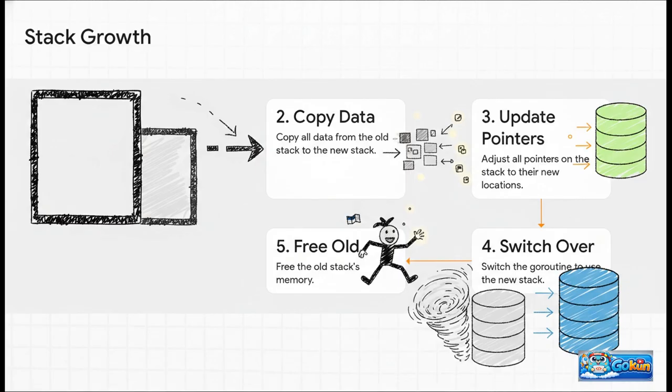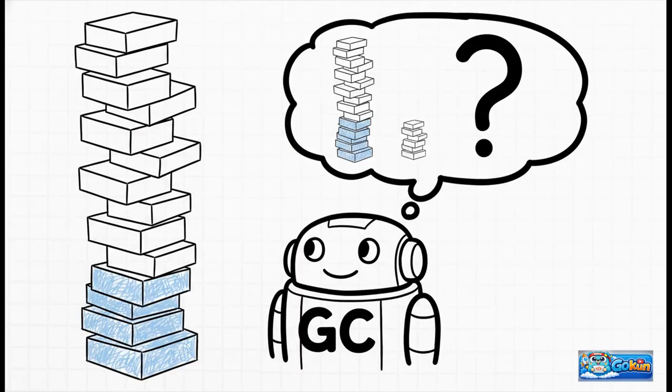It scans through the new stack, and using some special metadata from the compiler, it finds every single one of those pointers and carefully adjusts it to point to the correct new address. Once that's done, step 4, it switches the Go routine over to use the new stack. And finally, step 5, it frees the old stack memory. Only after all of that is finished does your function finally get to run, completely unaware of the major surgery that just happened underneath. Now, you might be thinking, if stacks can grow, can they also shrink?